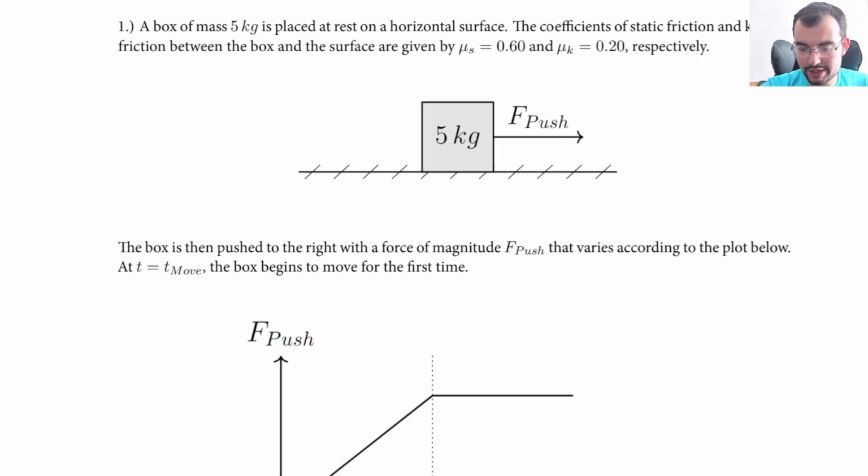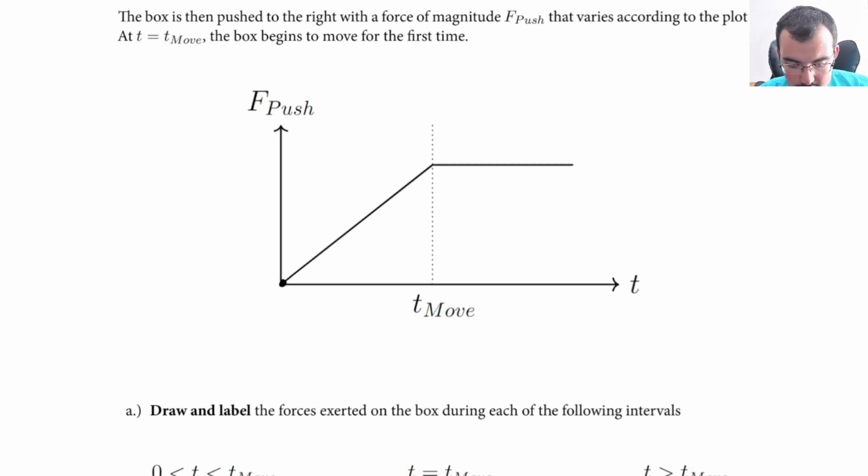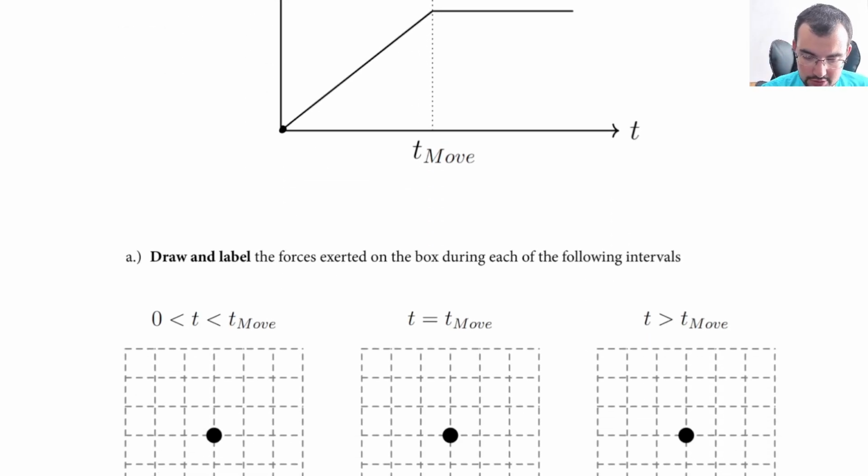So what we are saying is that the box is being pushed to the right with this force. So I initially don't push the box. Then I push the box harder and harder, and then the box finally begins to move, and I just keep pushing with that force. So let's draw and label the forces exerted on the box during each of these intervals.